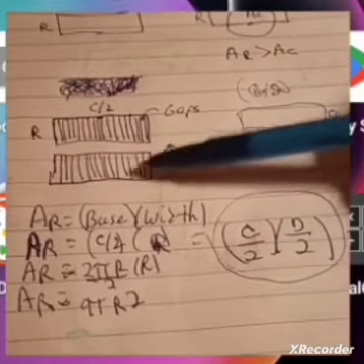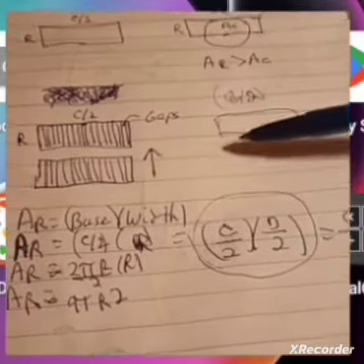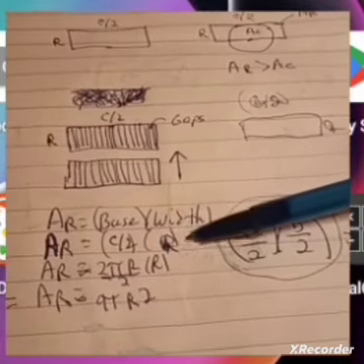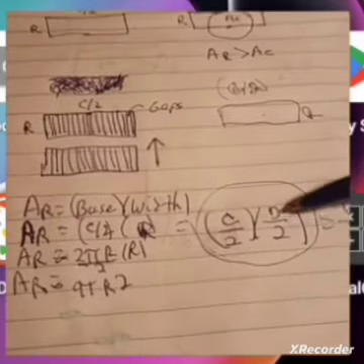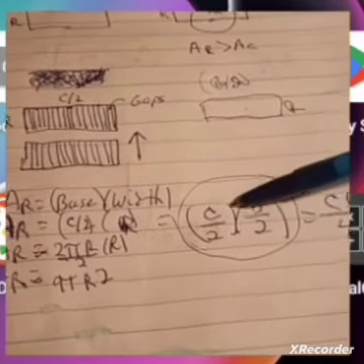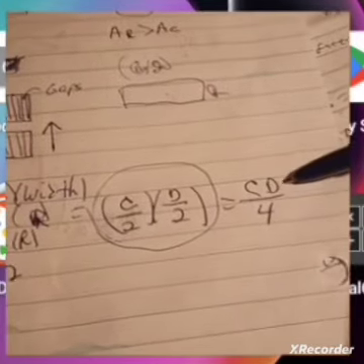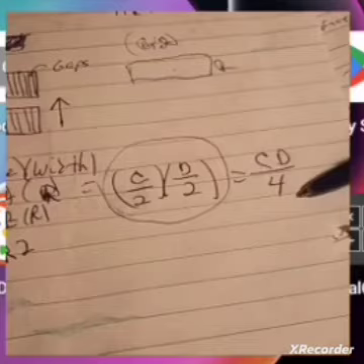So the area of that rectangle is base times width. This is the base and the width. Half the circumference times r, or half the circumference times d divided by 2, and that's circumference times diameter divided by 4. That's an alternate formula.